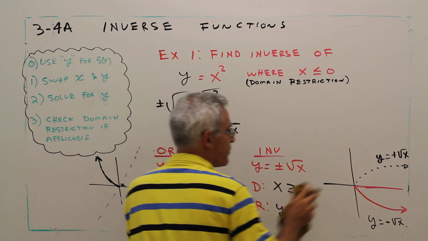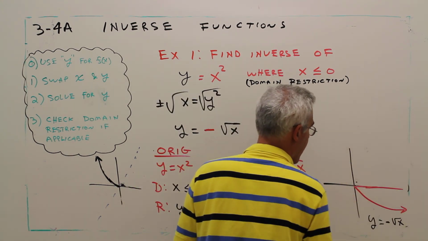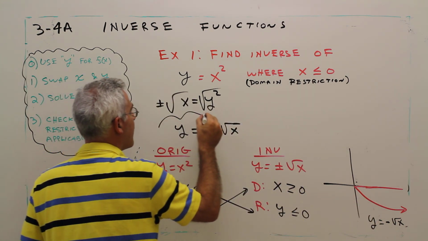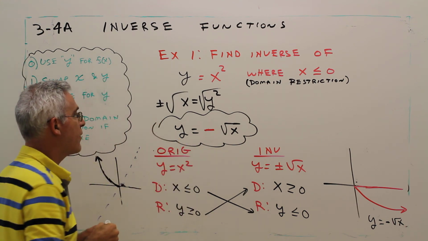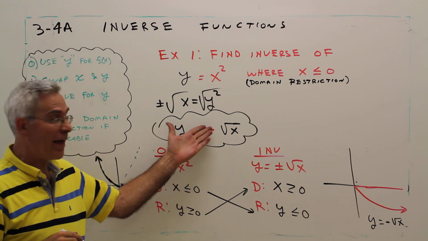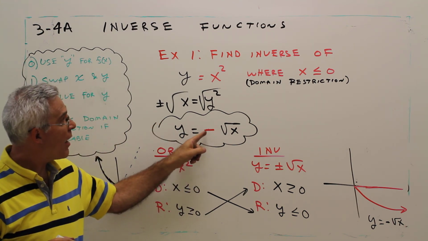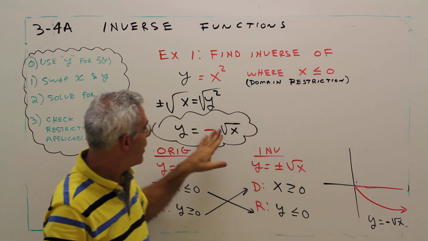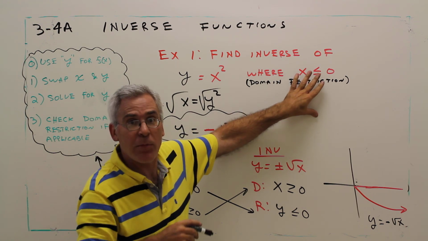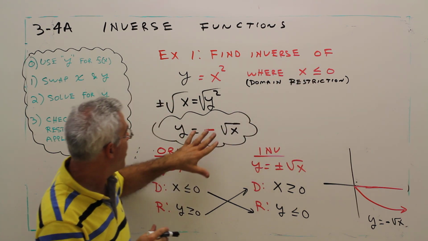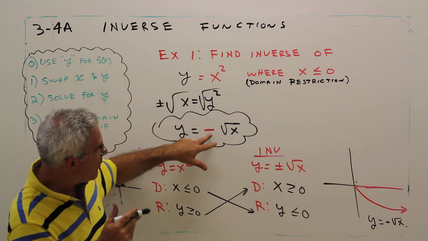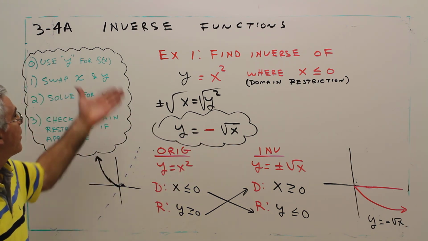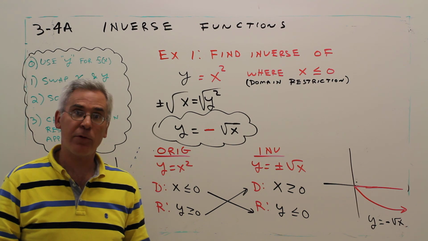So this is the sketch, and this is the answer to my problem. Not the plus or minus, but the minus. Had this domain restriction been x greater than or equal to 0, then that domain being 0 or above would have meant that this range would have been 0 and above, and that would have been a positive. So there you have it. How to find the inverse of a function.